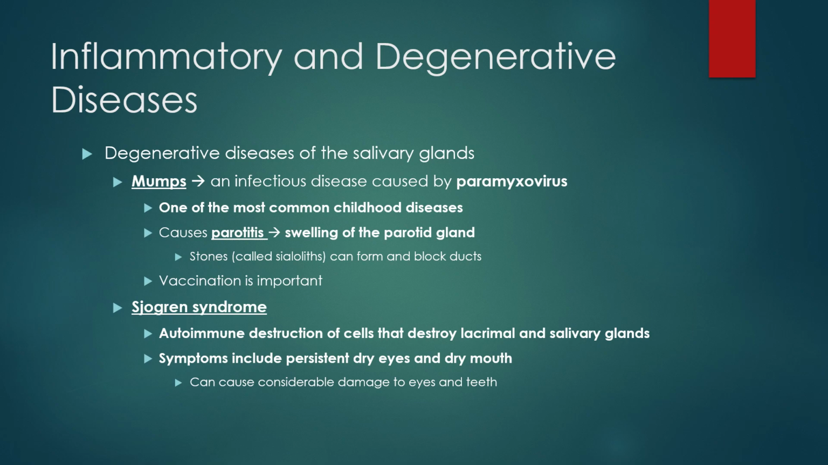Vaccination has dramatically reduced incidence, which is why outbreaks are now mostly seen in under-vaccinated populations. And then we have Sjogren's syndrome. Sjogren's syndrome is an autoimmune disorder that specifically targets salivary glands and the lacrimal glands. The immune system mistakenly destroys the glandular epithelium. Histologically, this is very distinctive. We'd see dense lymphocytic infiltration, progressive acinar destruction, and replacement with fibrotic tissue.